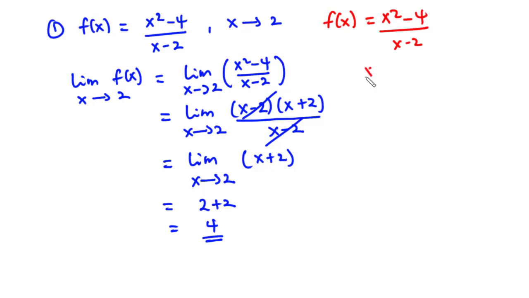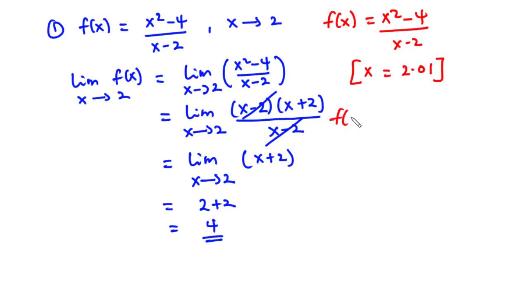So let's take x to be 2.01. Now if we pick any value less than 2, we are going to get a negative answer. So we want to pick a value that is greater than 2. So we have x equals 2.01. Now let's plug in this value into this function.